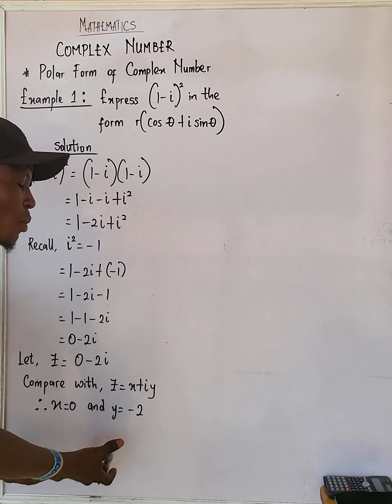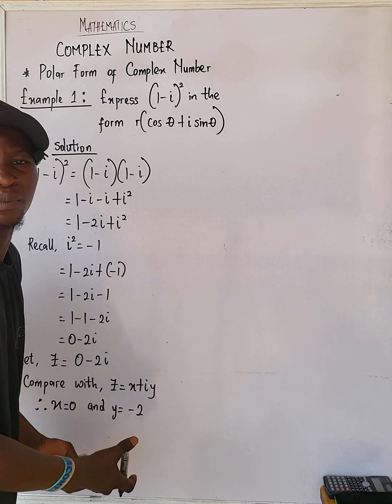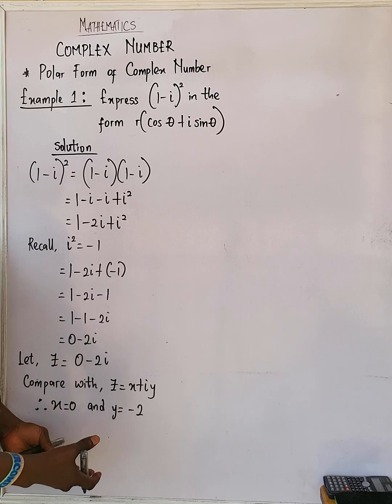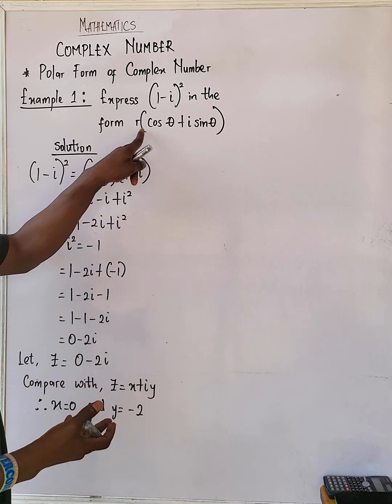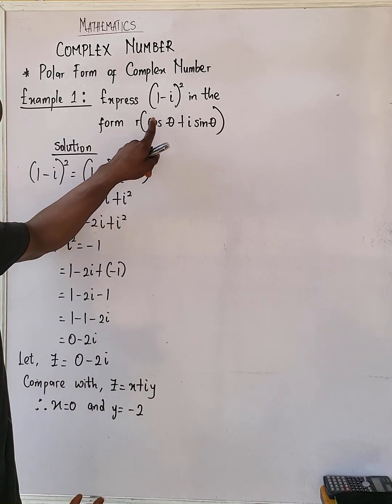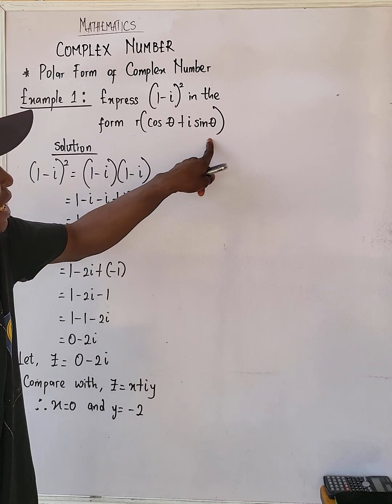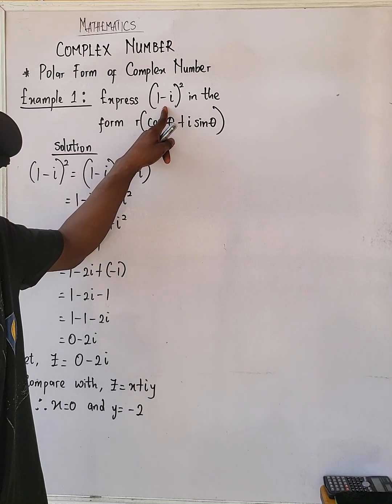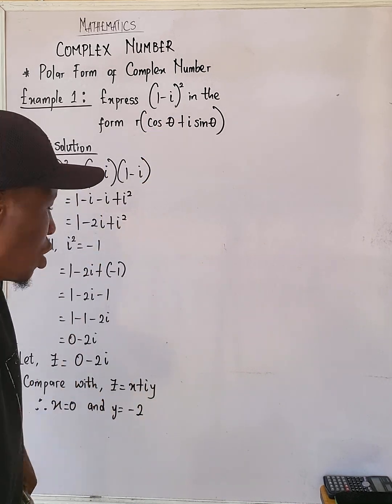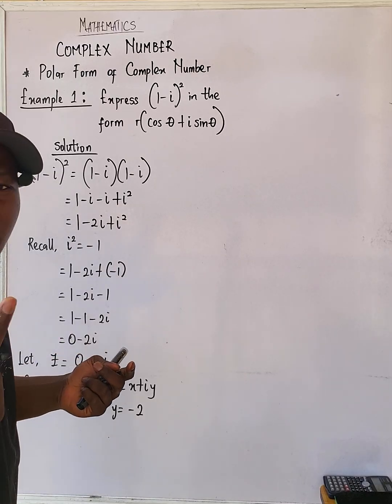So now you see that we've gotten our Cartesian form, x and y. Don't forget, we are converting it to polar form. They say express this in the form of this. So it is in Cartesian form and we want to express it in polar form. And what are the two formulas we are going to use?